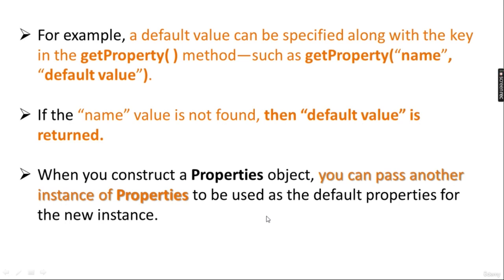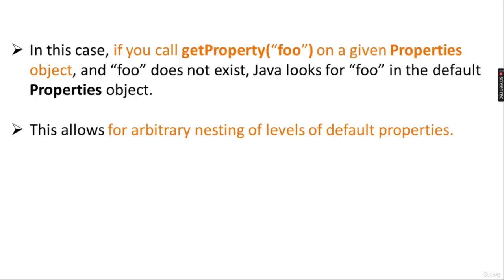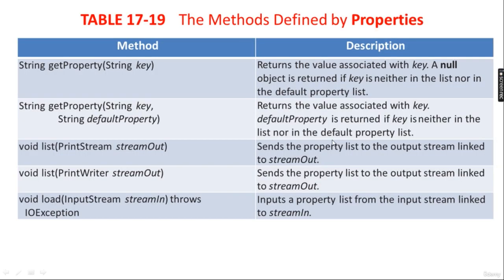That means when you are creating the Properties object, you can pass another Properties object to be used as the default property for the new instance. You call getProperty(foo) on a given property object, and foo does not exist. Java looks for foo in the default properties object. And this allows for arbitrary nesting of levels of default properties. Okay. The methods defined by Properties, we will see them one by one.